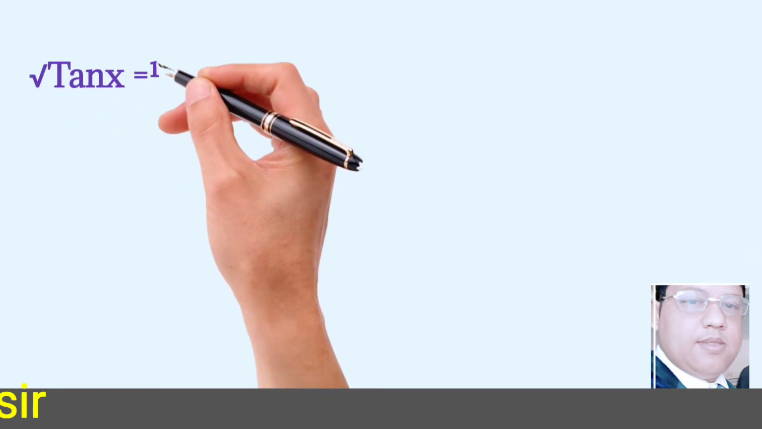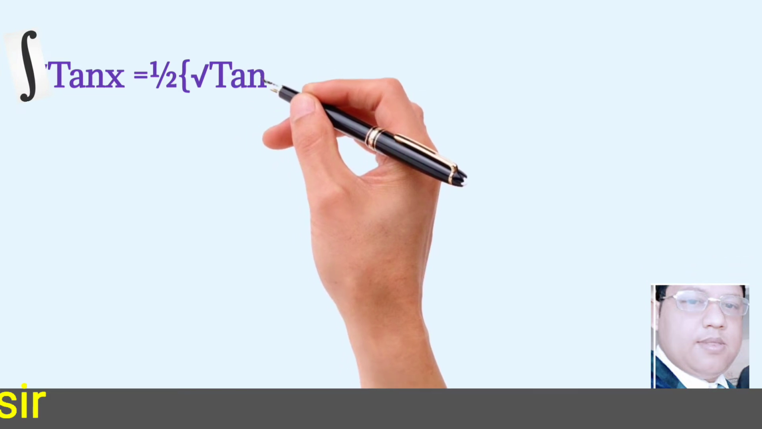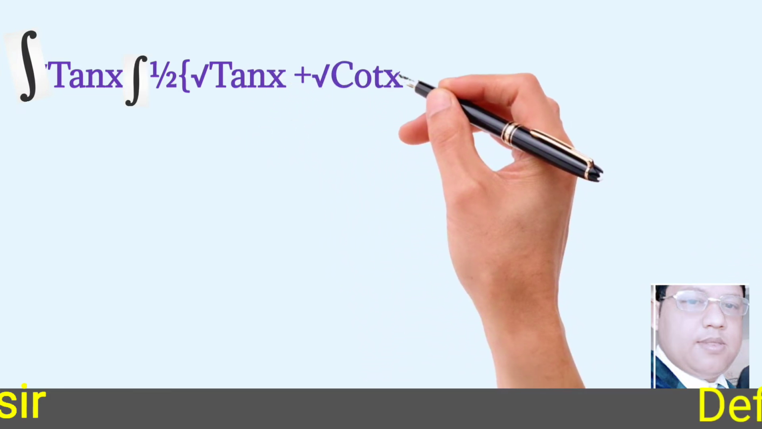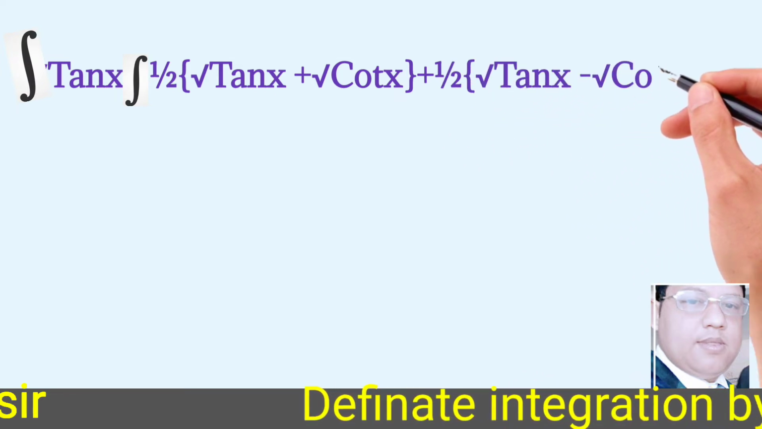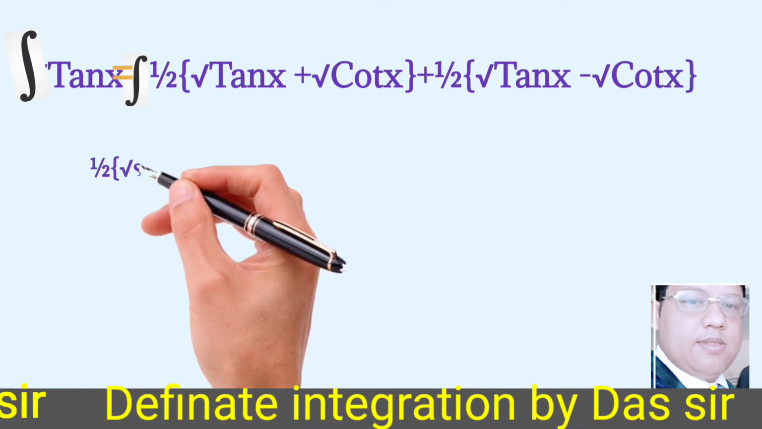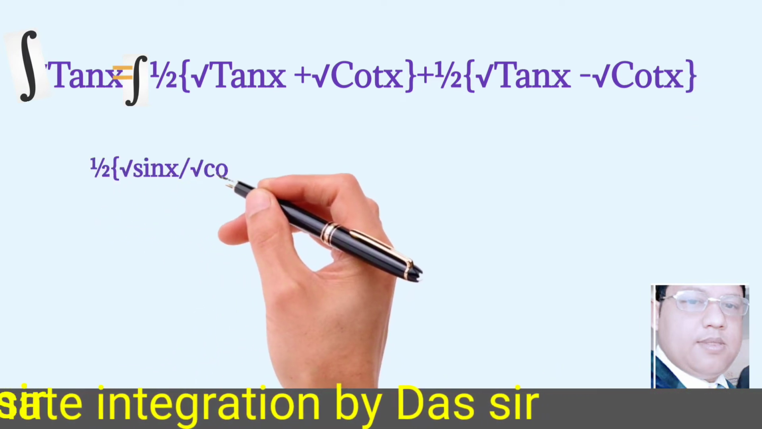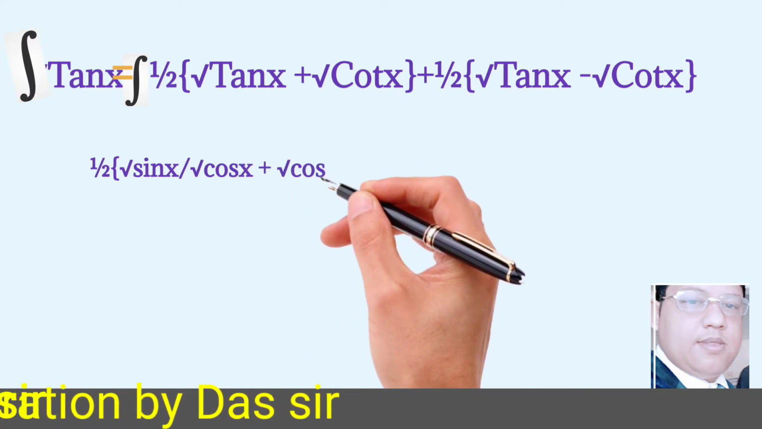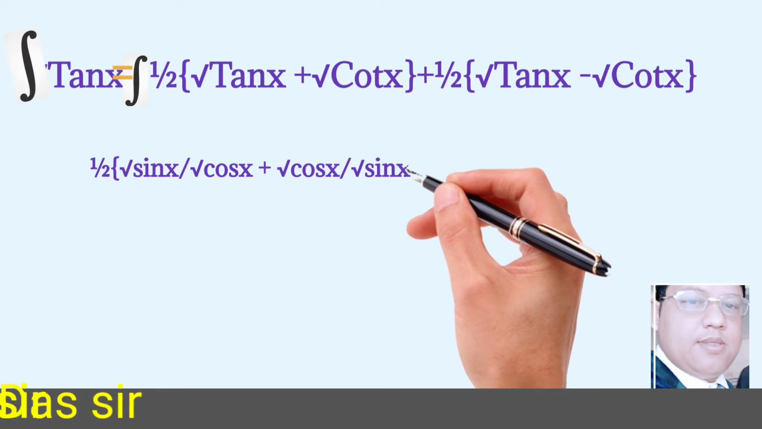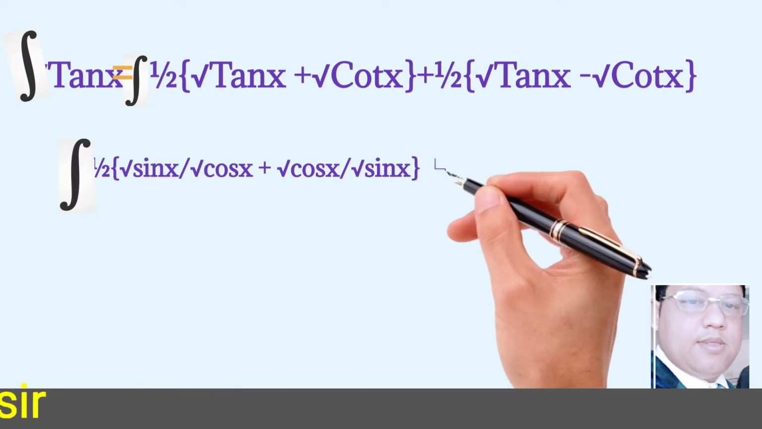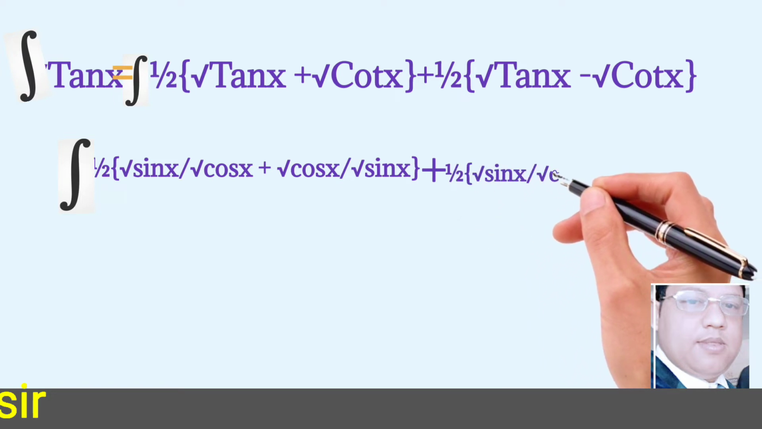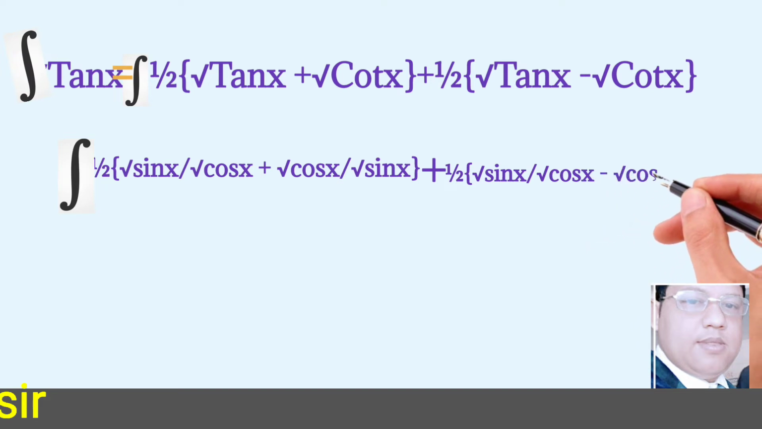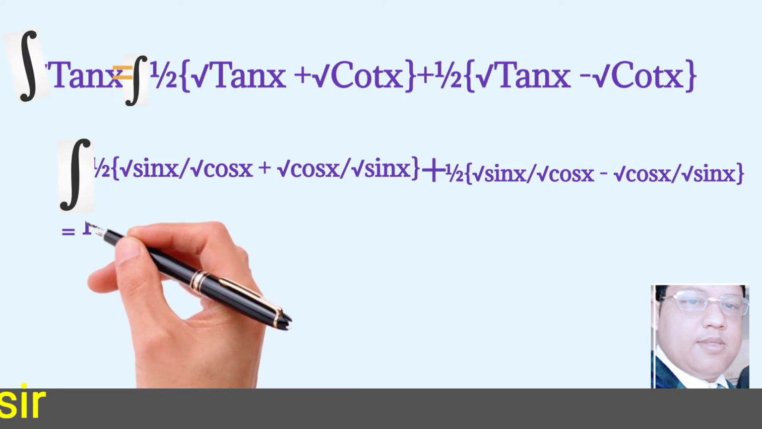Square root of tan x can be written as half of square root of tan x plus square root of cot x, plus half of square root of tan x minus square root of cot x. This tan can be written as sine upon cos, and cot can be written as cos upon sine.